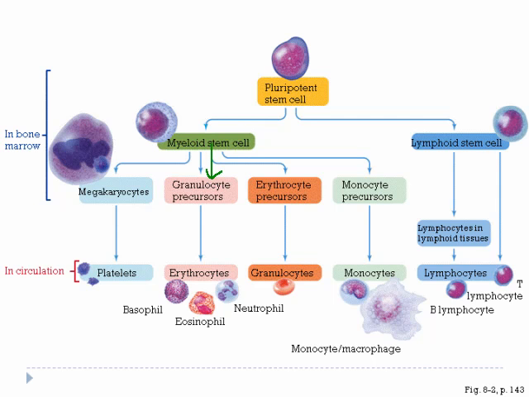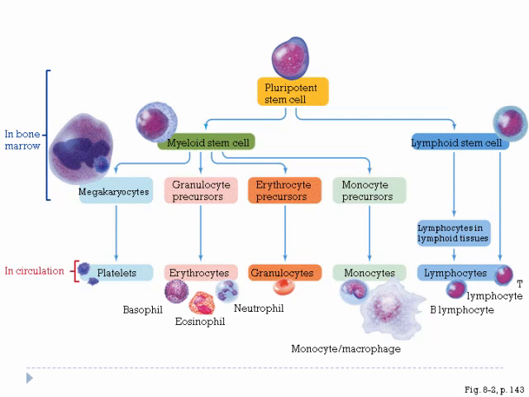It could become a granulocyte colony, which could eventually become one of these three granulocytes. It could become an erythrocyte precursor, which could eventually become an erythrocyte. Or it could become a monocyte precursor, which can become a monocyte. But again, this monocyte precursor can't ever become a platelet. There's no chance it'll become a platelet.